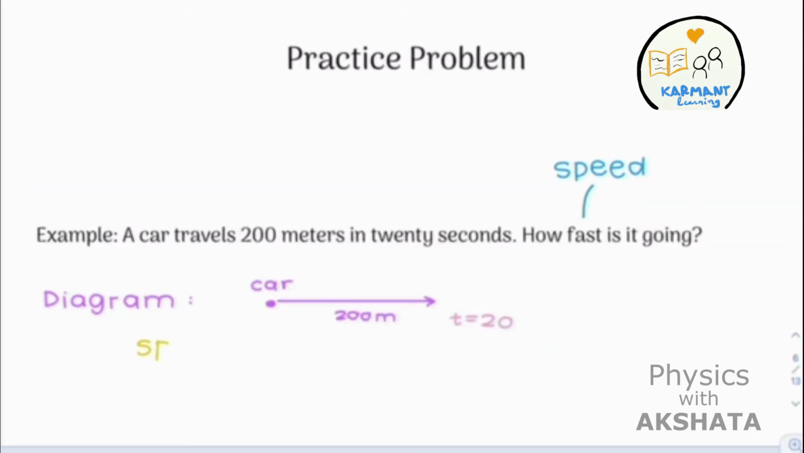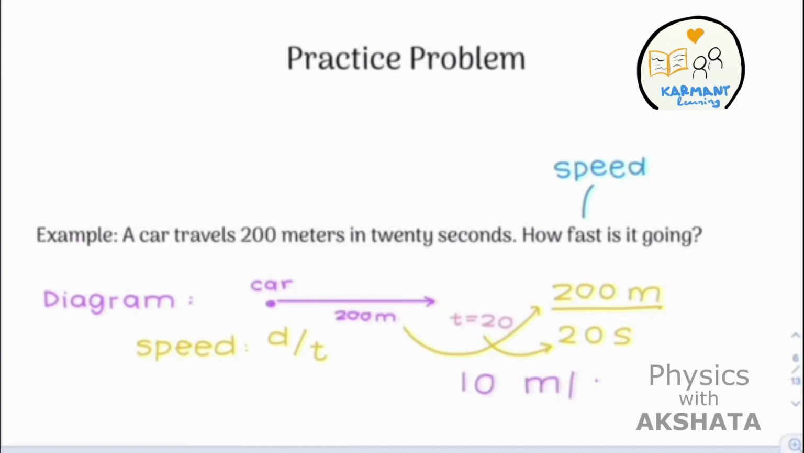Okay, so let's remember our formula from earlier. So speed is distance divided by time. Okay, so what is our distance? It is 200 meters. So 200 meters divided by 20 seconds. And this gets you a value of 10 meters per second.